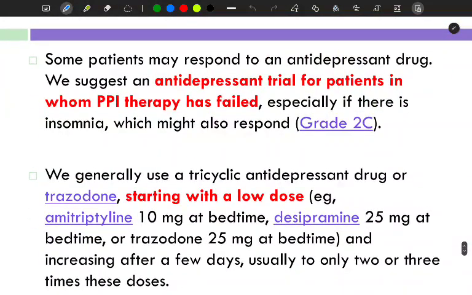Some of them respond to acid suppression with PPIs, and for those who did not respond to PPIs, we might give some of them antidepressants like SSRIs. SSRIs have an effect on functional dyspepsia because we believe that there is a psychological background in this functional dyspepsia. Okay, like trazodone, starting at low dose, amitriptyline, and trazodone 25.